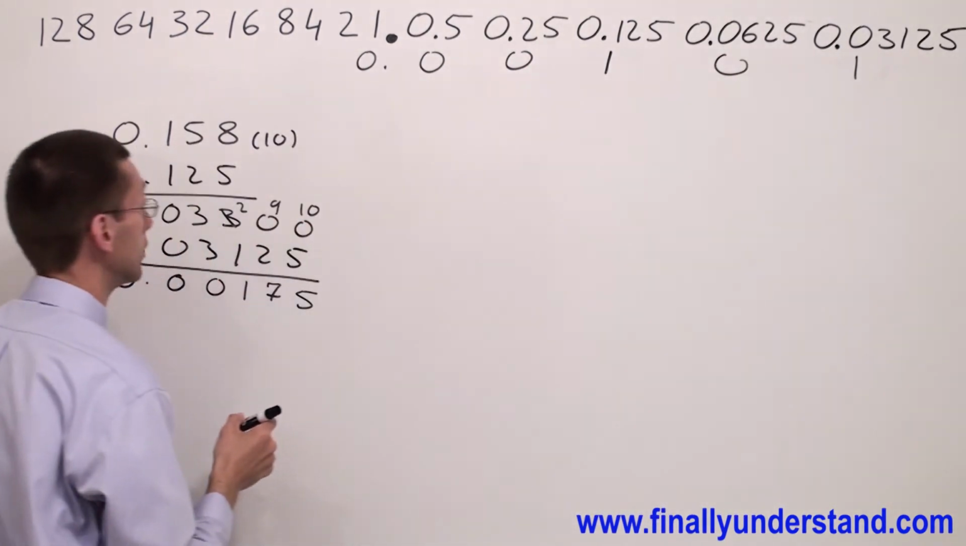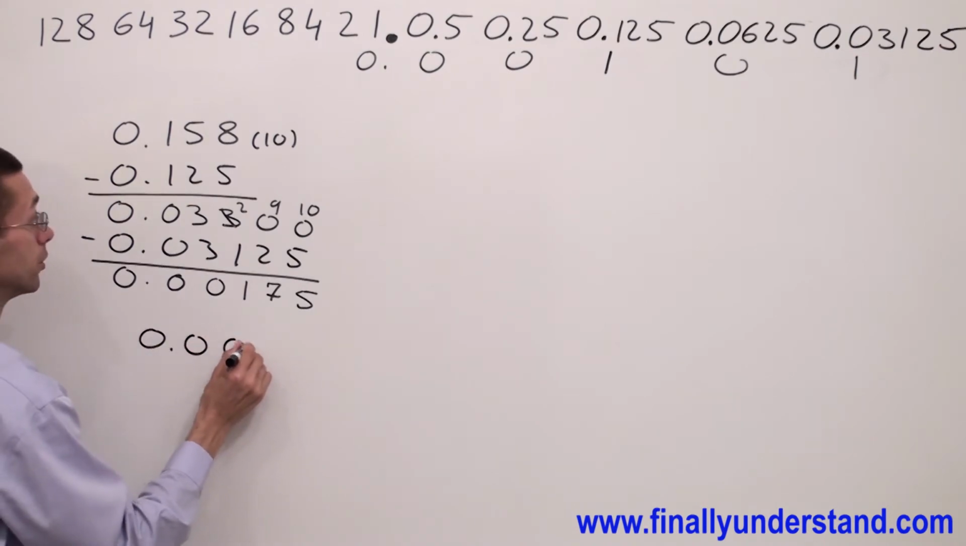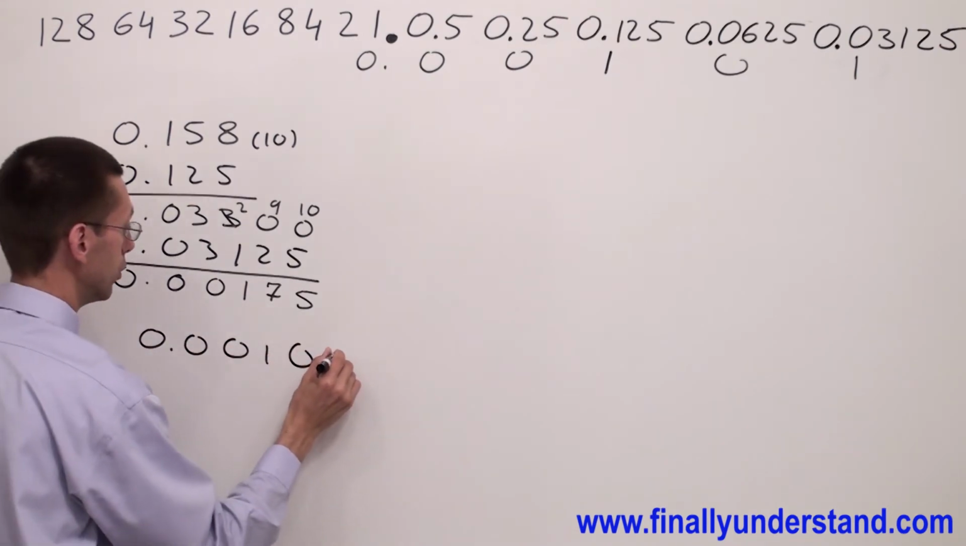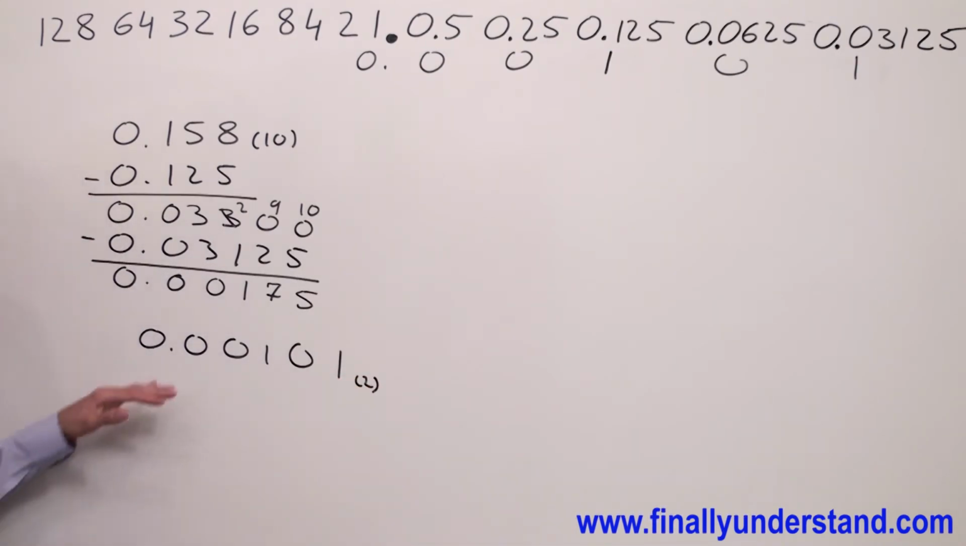Okay, let me write this answer one more time. I have 0.00101, and this is approximately in binary 0.158,000.